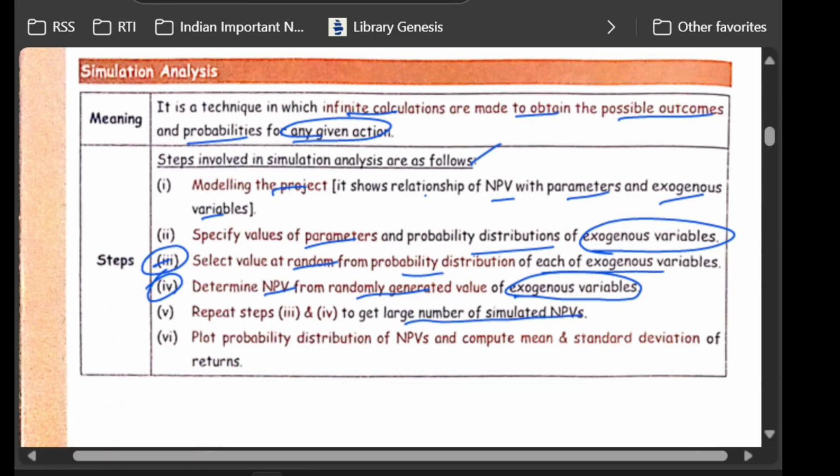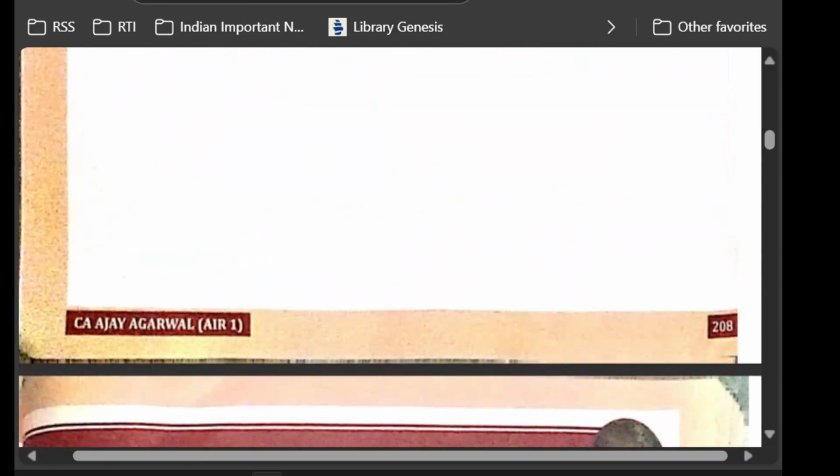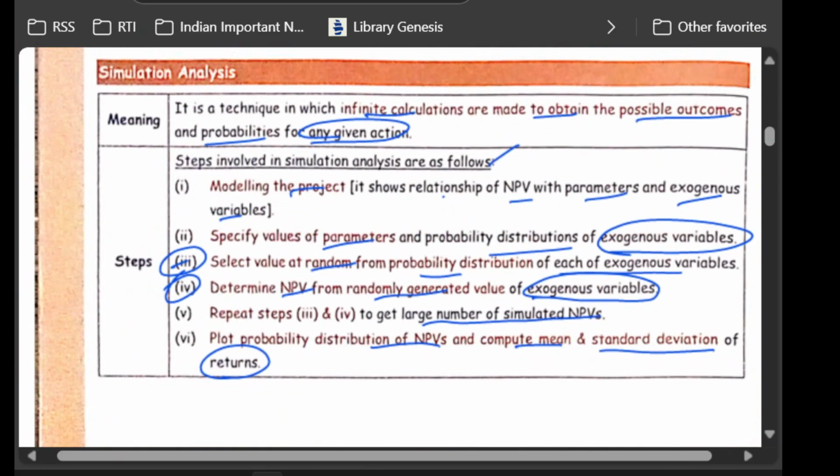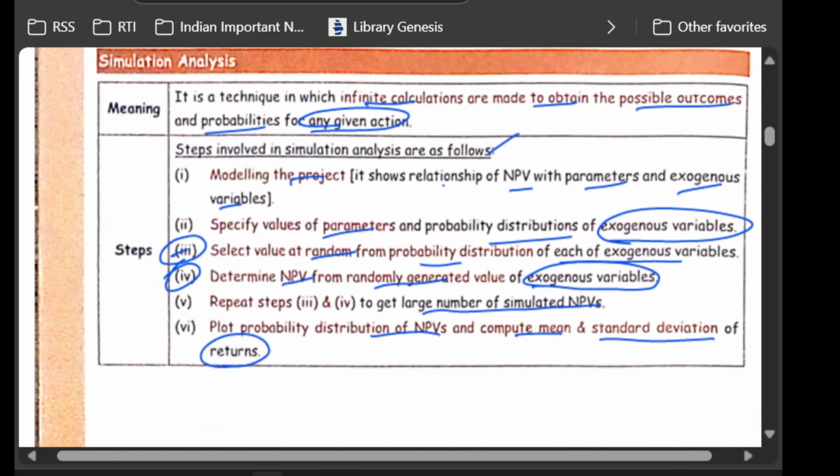So different variables will be run continuously to get a large number of NPVs. Plot the probability distribution of NPV and compute the mean and standard deviation of return. Through this, we will plot it and we will get a value which is most favorable to us, the most probable one that suits our industry. So this is the situation analysis procedure.